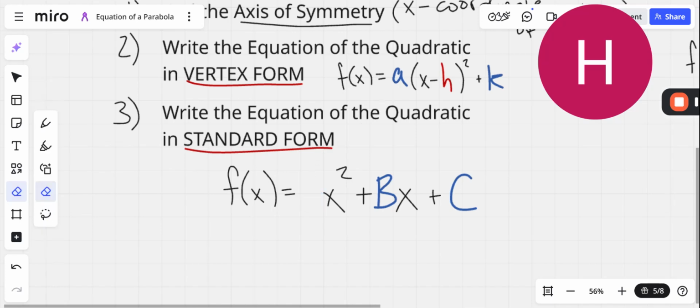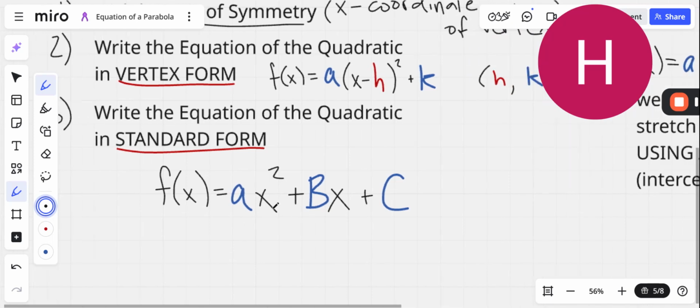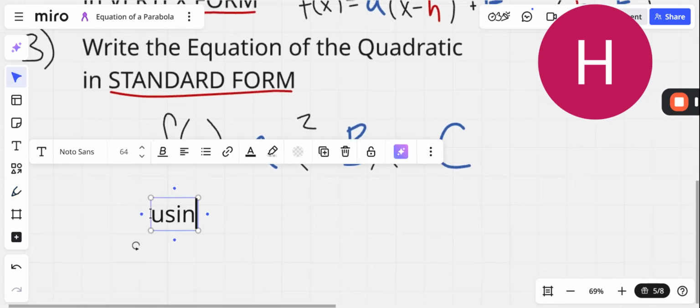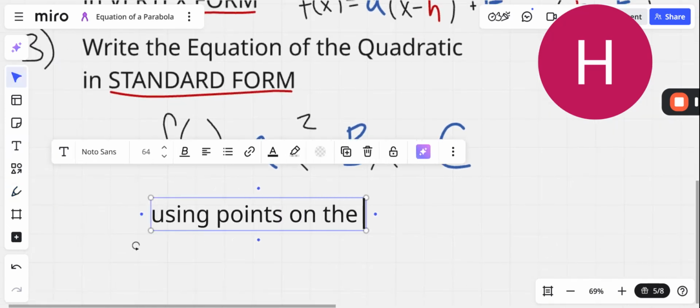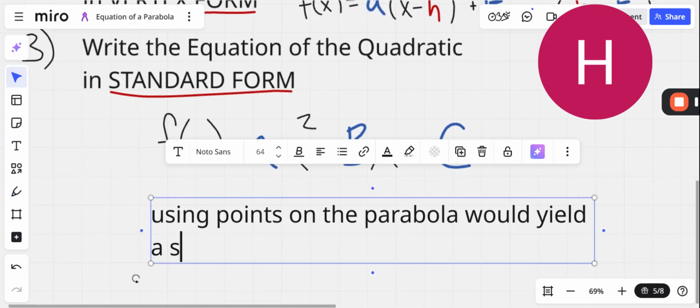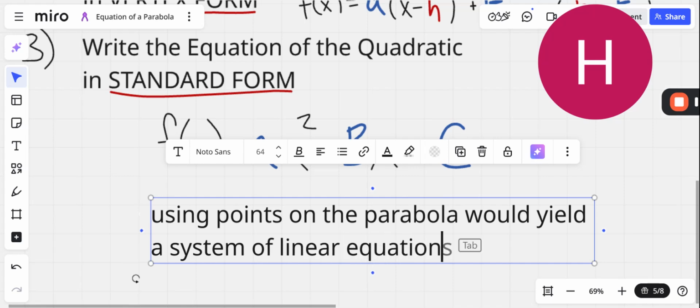So maybe I will write this with the same capitalization. Call this a. So we already have that in our back pocket. But if we didn't realize that, how would we get this equation? We don't need to use any of the points. That would be a more complicated way of getting it. In fact, let me write that as a note. Using points on the parabola would yield a system of linear equations.